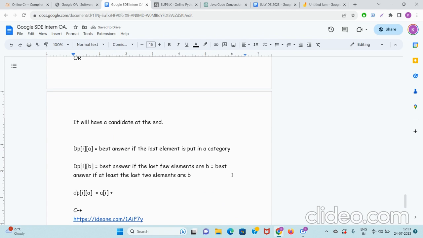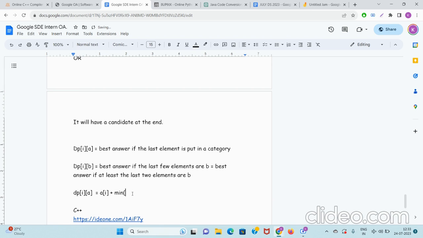Now you want to know the best answer of I minus 1. There are two possibilities at I minus 1: I minus 1 A and I minus 1 B. So you take the max of them. Earlier, the DP of I was already the maximum of DP of IA and DP of IB. Anyways, guys, what will be DPI of A? You take the last element as A plus the best answer for I minus 1. What is the best answer for I minus 1?